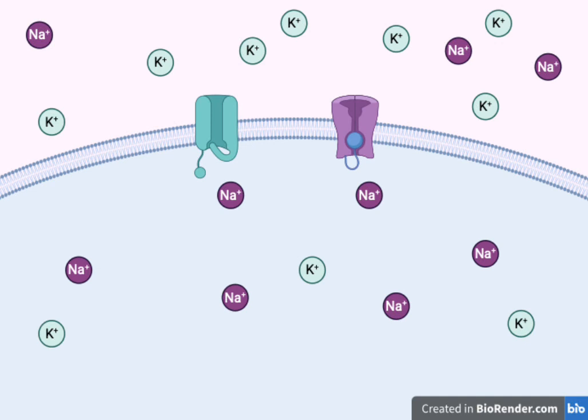below negative 70 millivolts. Finally, the sodium-potassium pump restores the original balance, bringing the neuron back to resting potential. This cycle allows neurons to send rapid electrical signals to the body.